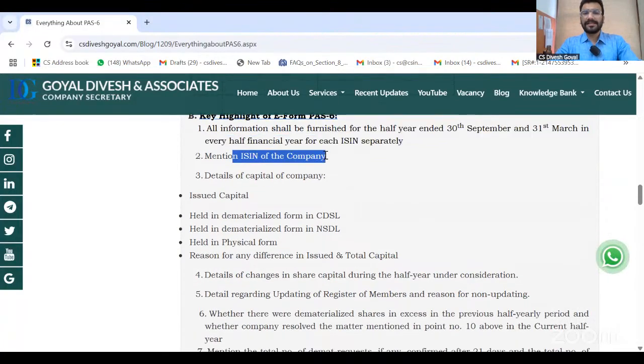First, you have to mention the ICSI in the PS6. If your company does not have the ICSI, then you are not able to file the PS6. PS6 can only be filed when you have the ICSI.